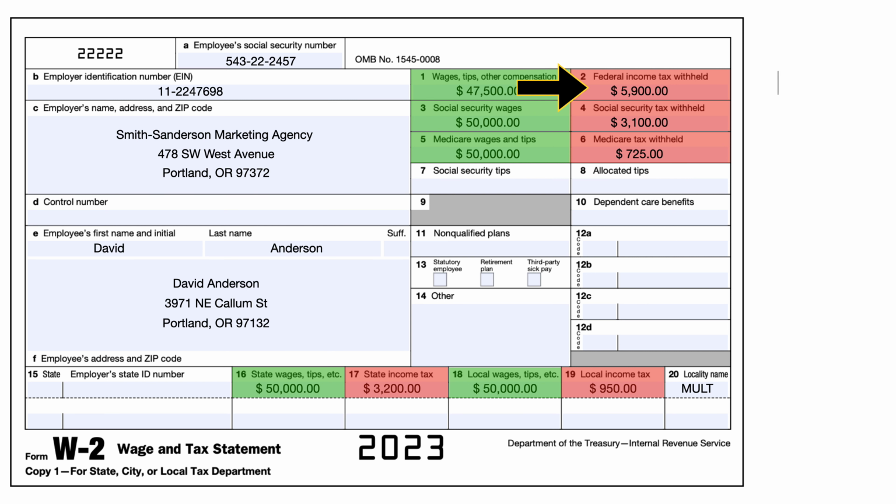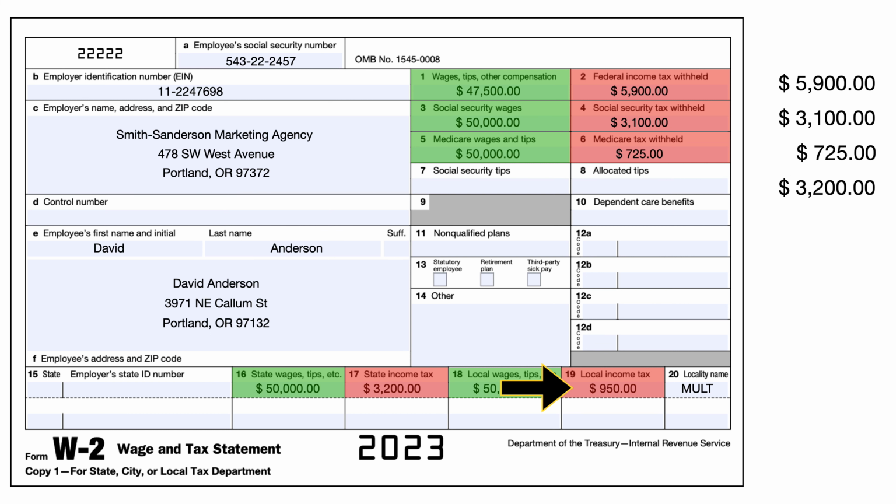So $5,900 withheld federally, $3,100 withheld for Social Security, $725 for Medicare tax, $3,200 for state income tax, and local income tax, $950. So let's add all those up, and that's going to give us $13,875 withheld by the employer for taxes. So that is a snapshot of what a W-2 is.